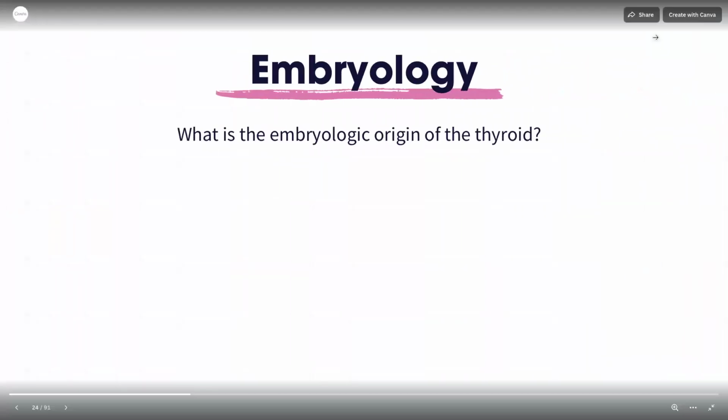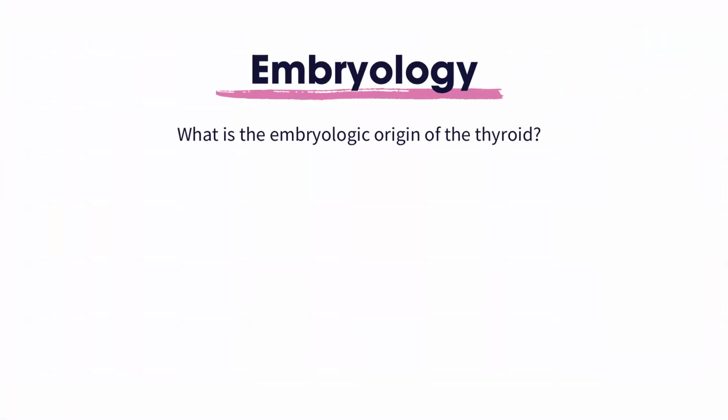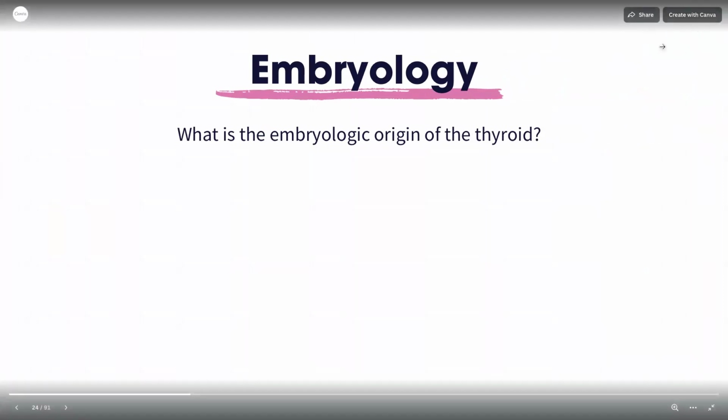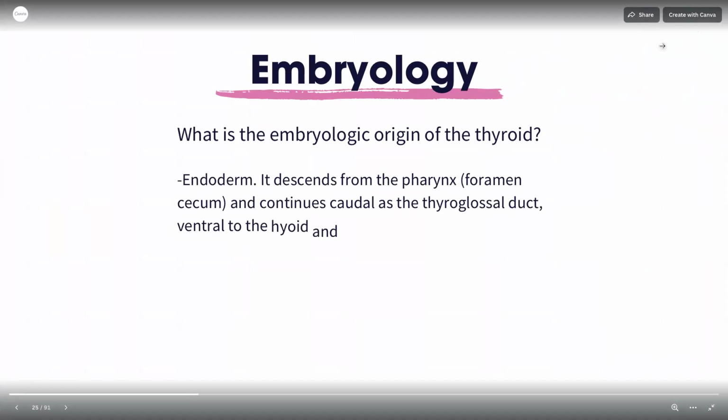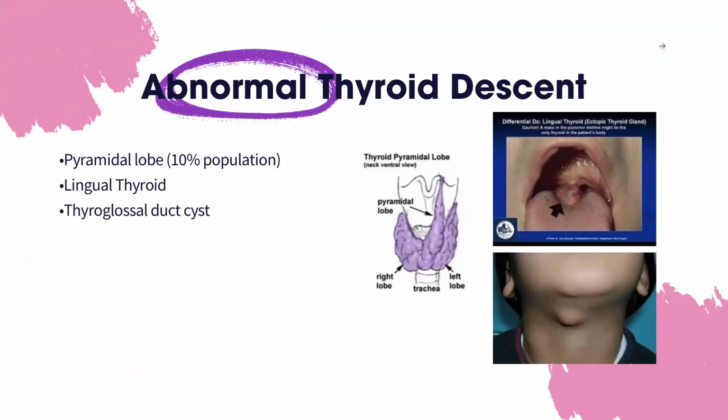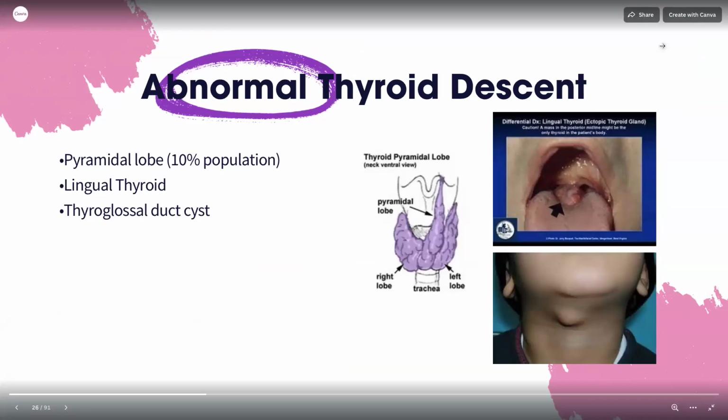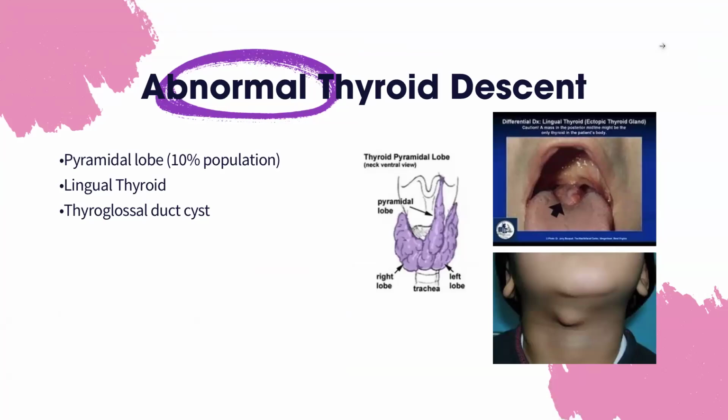All right, so embryology. Does anyone know the embryologic origin of the thyroid? Yeah, first and second pharyngeal arches. It also primarily comes from endoderm. The parafollicular C cells are actually mesoderm. But the important thing for embryology is to know that there are issues that can happen during thyroid descent in embryogenesis. So the most common ones that will be tested on are lingual thyroid and thyroglossal duct cysts.